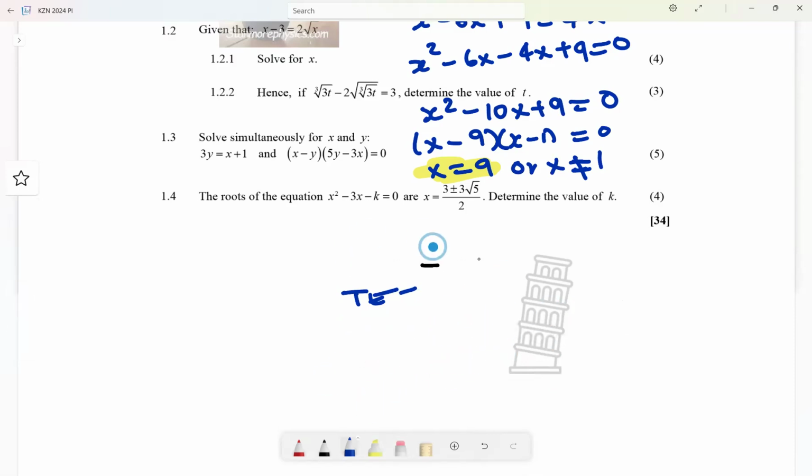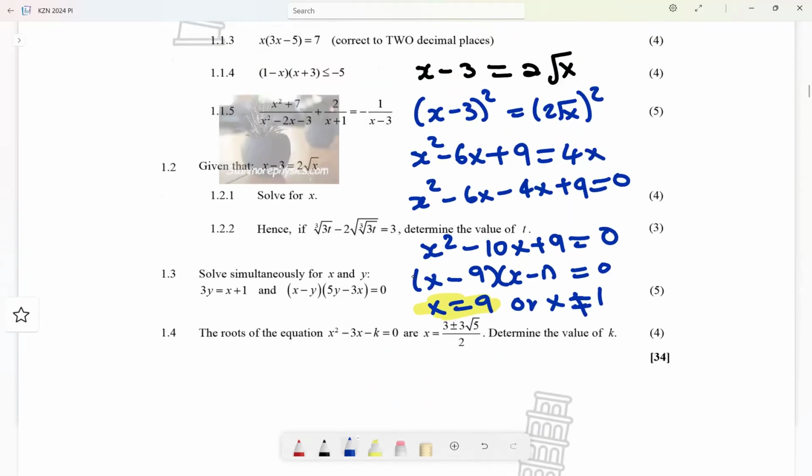Okay. Now you are done. But now 1.2.2 says, hence, if cube root of 3t minus 2 square root of cube root of 3t is equal to 3, determine the value of t. When they say hence, there are high chances that you're going to use whatever you got here to help you there. What do I mean?